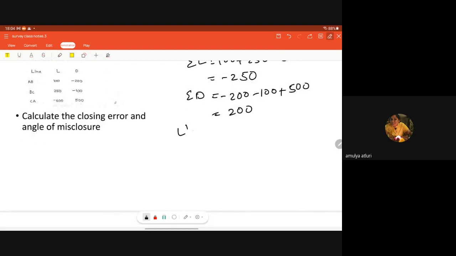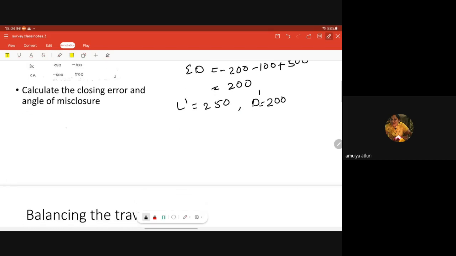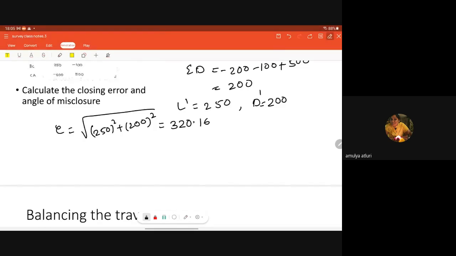So what is your L dash? 250, D dash 200. So what is the closing error? It is equal to root of 250 square plus 200 square. What is its value? 320.16. Okay, this is the closing error.